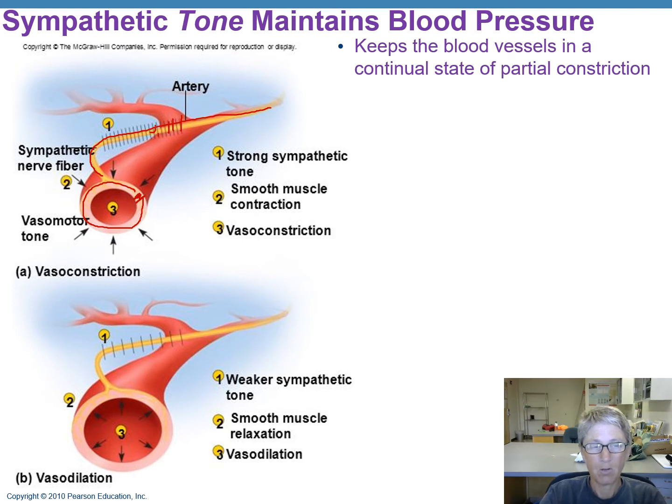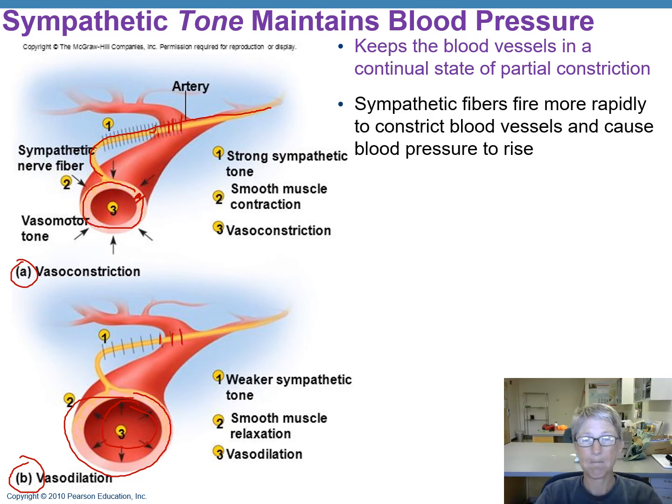Come down here to the second, letter B, vasodilation. The action potential frequency is lower. That means there's less stimulation of the vascular smooth muscle cells. They're less highly contracted, so you get vasodilation. But this sympathetic tone, which is shown in A, keeps the blood vessels in a continual state of partial vasoconstriction. Then when you need to vasodilate, sympathetic action potentials will just decrease in frequency and the blood vessel will vasodilate.